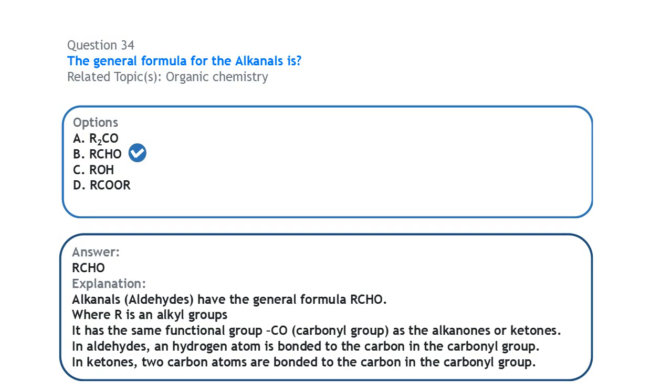RCHO, where the R is an alkyl group. The functional group is the carbonyl group, as we have in the alkanols or the ketones. So RCHO here is the general formula of the alkanals. ROH is of the alkanol. RCOOR', this should be like R prime, is of the alkanoates. So RCHO, that is the general formula for the alkanals or the aldehydes.